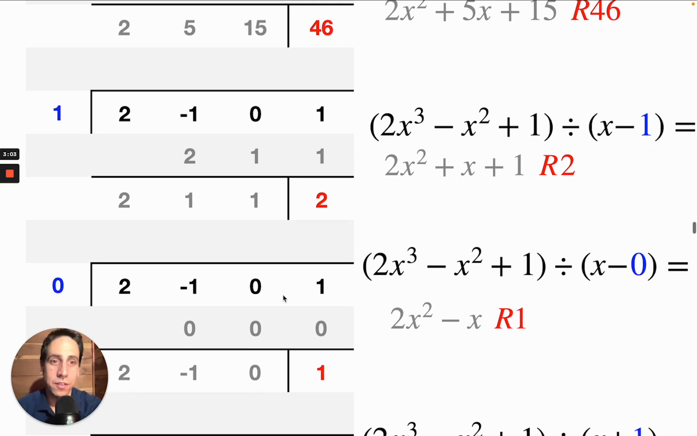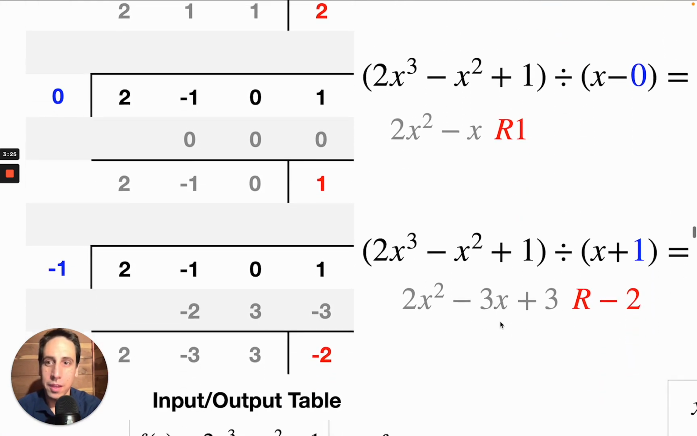Let's say it's x minus 0. The blue divisor is 0. So anytime you multiply, it's 0, and so you bring down all these; anytime you add, it's just the same thing. So the red remainder is 1. If you translate this result to a polynomial, it's 2x squared minus x plus no constant, with a remainder of 1.